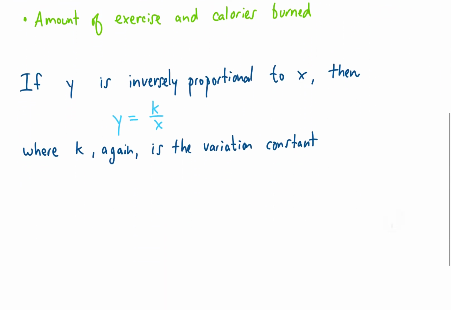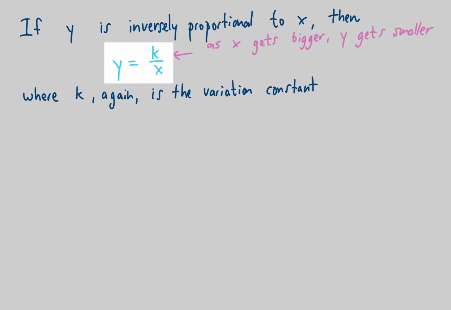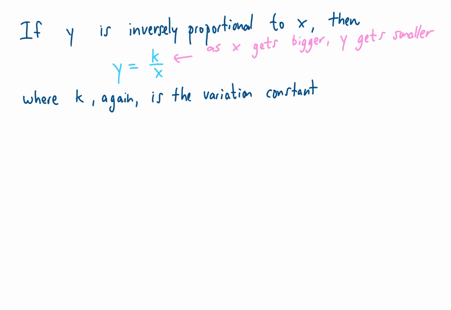Let's look at another kind of variation, inverse variation. If y is inversely proportional to x, then y equals k divided by x, where again, k is the variation constant or constant of proportionality. And if we look at what's happening in this formula, k again is just a constant, so it's not changing. So as x gets bigger, y gets smaller. Also, as x gets smaller, y gets bigger. These two variables, x and y, are demonstrating inverse variation.